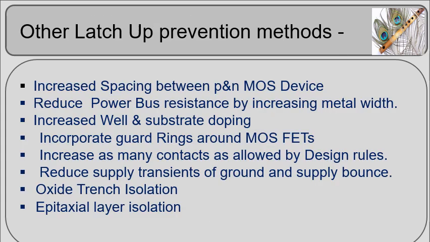Other methods employed to prevent latch-up occurrence in a CMOS gate are increased spacing between PN and MOS device, increased well and substrate doping, reduced power bus resistance by increasing metal width, incorporating guard rings around MOSFETs, increasing as many contacts as allowed by design rules, reducing supply transients of ground and supply bounce, oxide trench isolation, and epitaxial layer isolation.